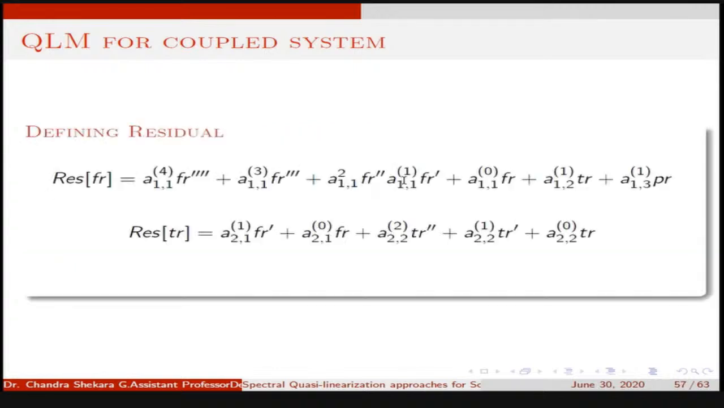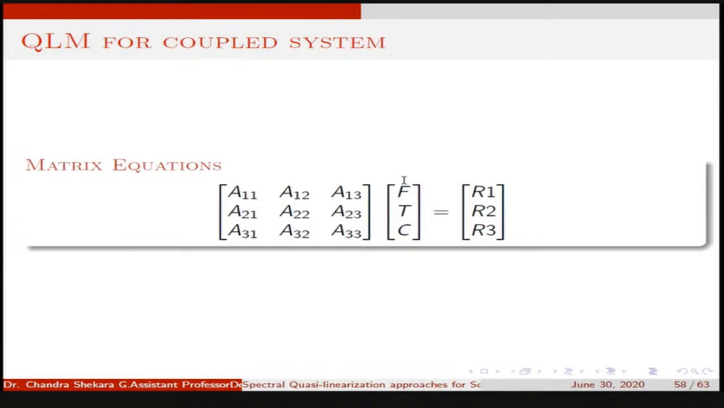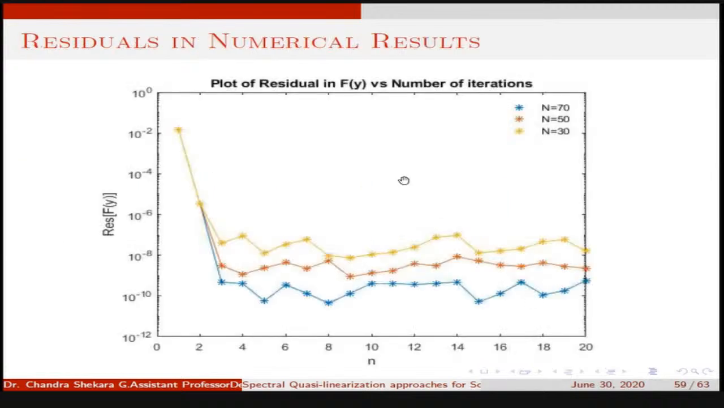Then solve for here. Instead of solving, I just determine the residuals. These are the residuals in the three field variables. So these residuals are calculated, and you can observe that the residuals are almost 10 power minus 10. So it is up to 9 decimal places of accuracy.